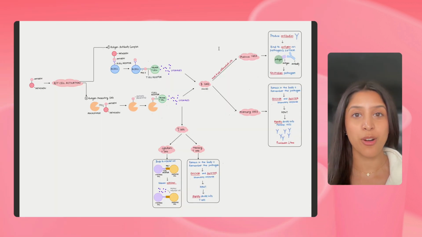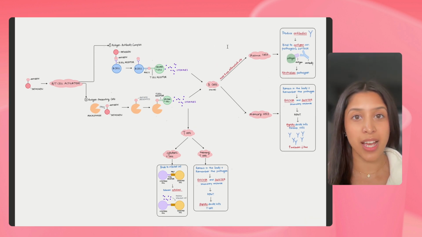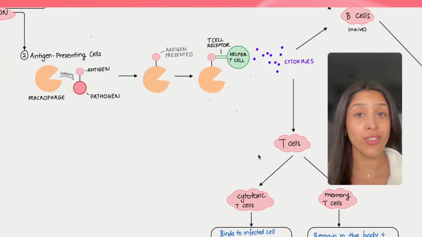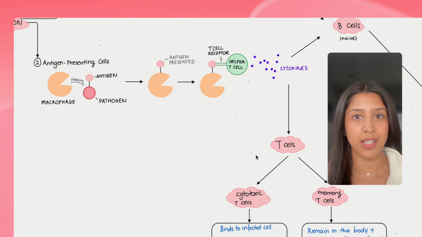Now that we understand how B and T cells work, we also need to look at how these actually get activated to carry out their responses. So here's the thing, B and T cells don't just jump out to destroy a pathogen as soon as it's entered a body. There's a whole process involved in activating them. Let's have a look at one of the main ways that B and T cells get activated.